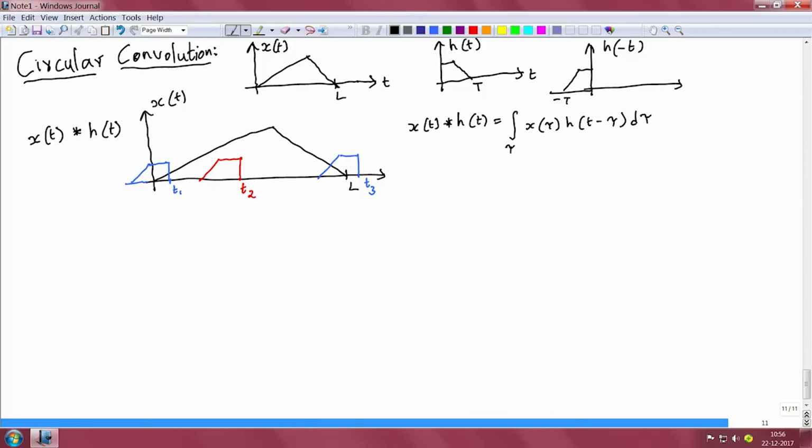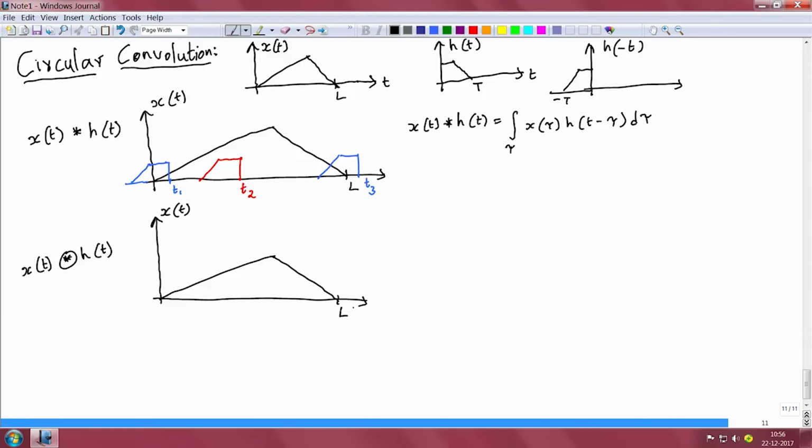What happens with circular convolution is slightly different. I will illustrate it with the same example on how we do the circular convolution. Let us say I represent the circular convolution using the convolution symbol with a circle around it, x of t circular convolved with h of t. Now we have this signal x of t.